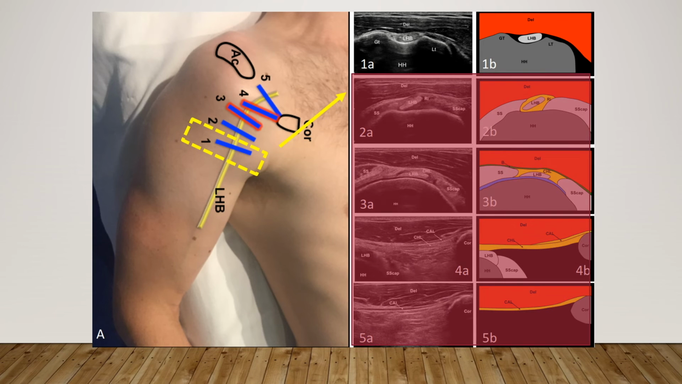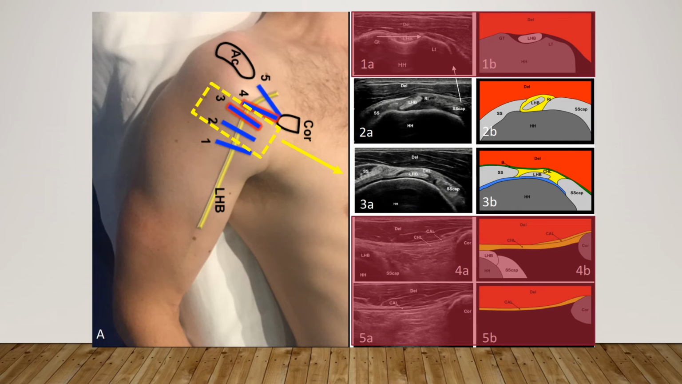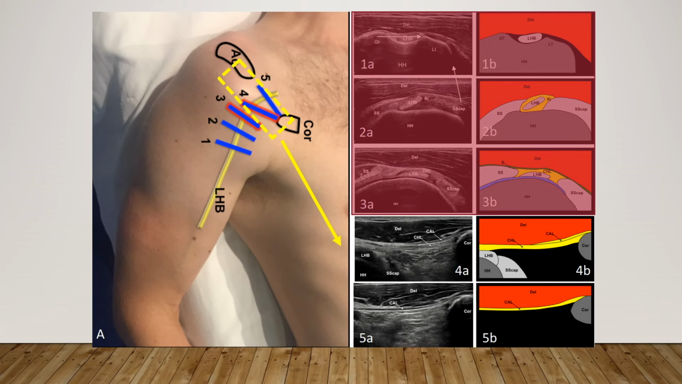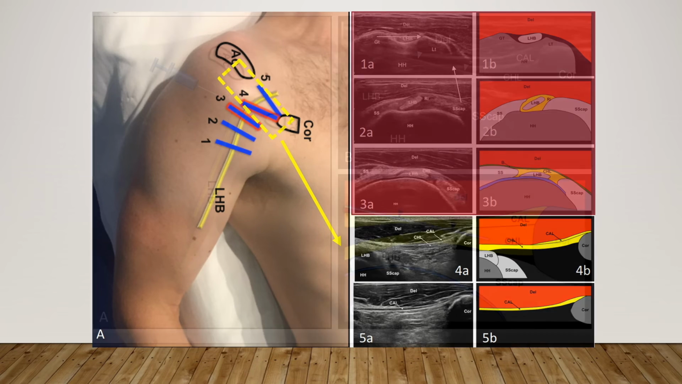1 is the level of the biceps groove. 2 and 3 show the intra-articular portion of the biceps and the coracohumeral ligament. 4 and 5 show anisotropy of the coracohumeral ligament. This part is difficult to visualize the ligament, so many pain practitioners are unfamiliar at this level.